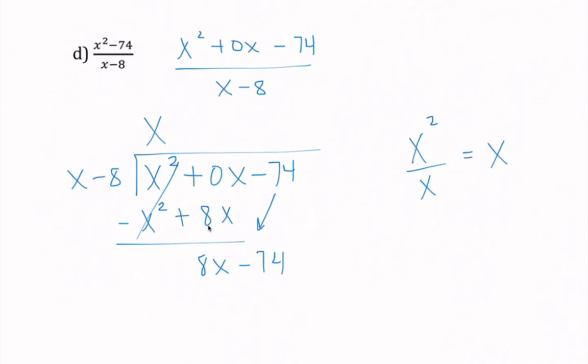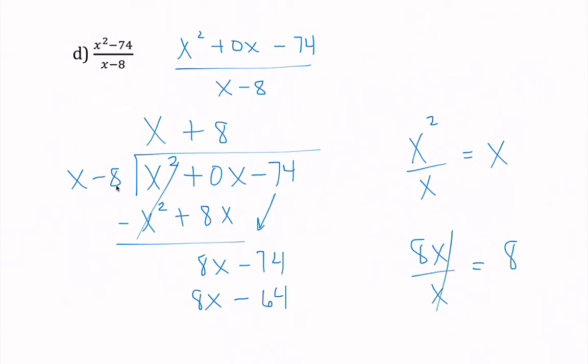From here, we start the process all over again. I need to figure out how many times x will go into 8x. To figure that out, I take 8x and I divide by the guy out front, which is x. The x on top cancels the x on bottom, so that leaves me 8. It's a positive 8, so I'm going to put that up here at the top. And now we multiply. I'm going to take my positive 8 and multiply by x. That's going to give me 8x. 8 times a negative 8 is a negative 64.